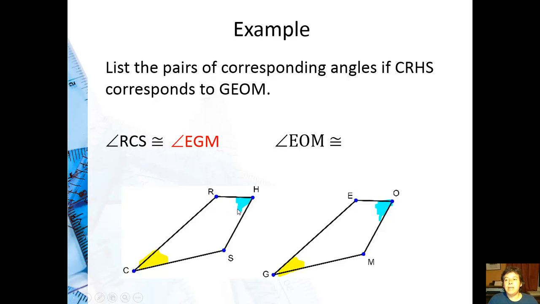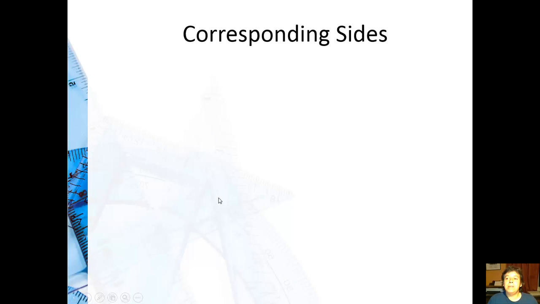That matches angle H. So I could call it angle H, or I could try to match exactly. And it's a good idea. If I'm doing EOM, you should probably go RHS instead of SHR. Is it the same angle? Yes, it is. But it's good to be consistent in keeping the corresponding vertices matching.